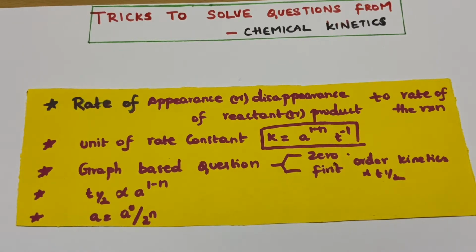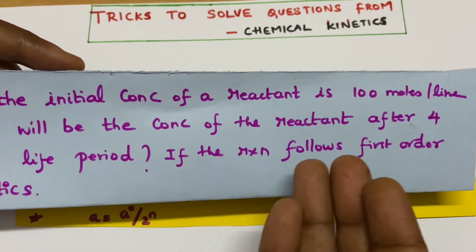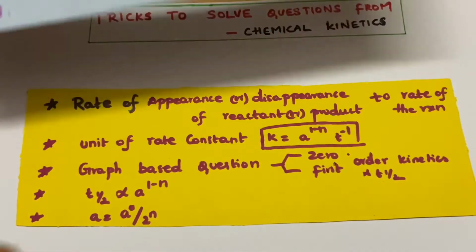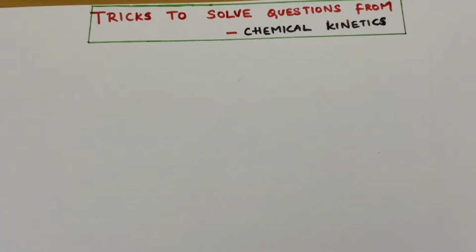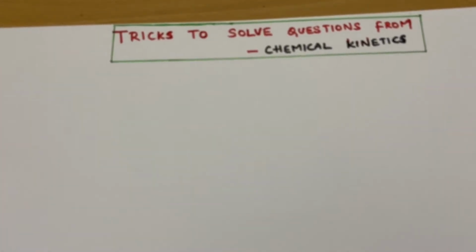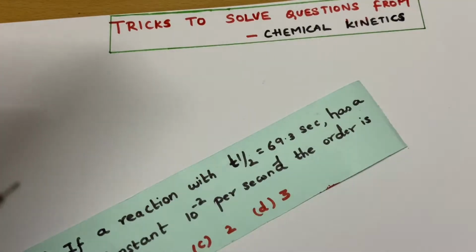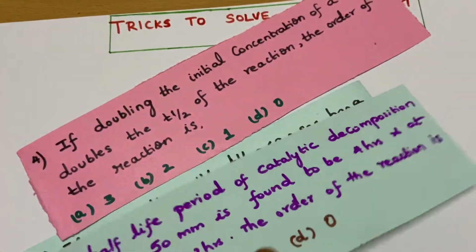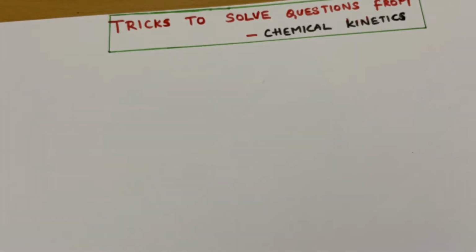And the questions like this: if the initial concentration of the reactant is 100 moles per liter, what would be the concentration of the reactant after four half-life periods? So I'm going to tell you an easy trick to crack those kind of questions. By using this trick, you can solve these kind of questions in seconds. So first of all, let's get started. And I'm going to give you questions based on those tricks, which I have taken from the previous year NEET and JEE papers.